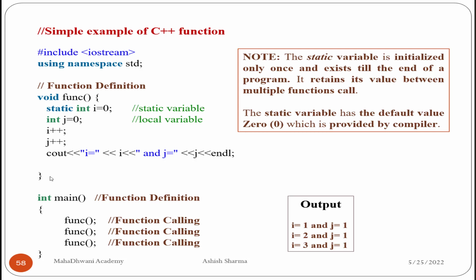So now after executing the same func function, the program control goes back again to main and comes to the next statement.